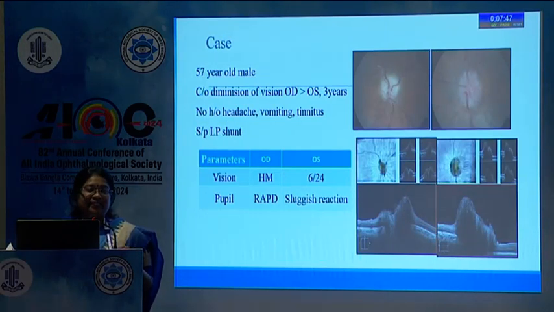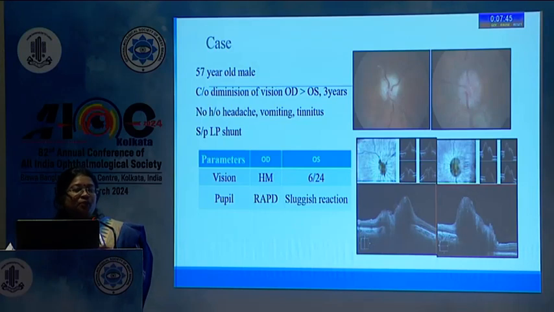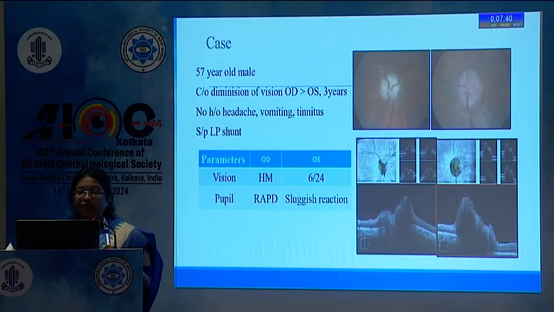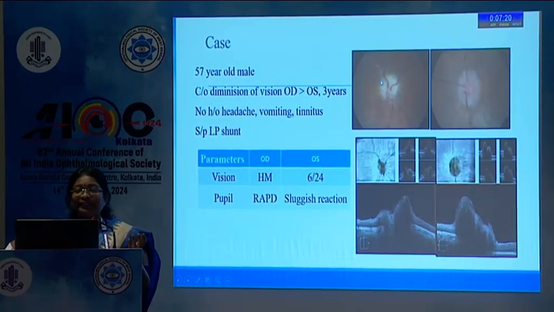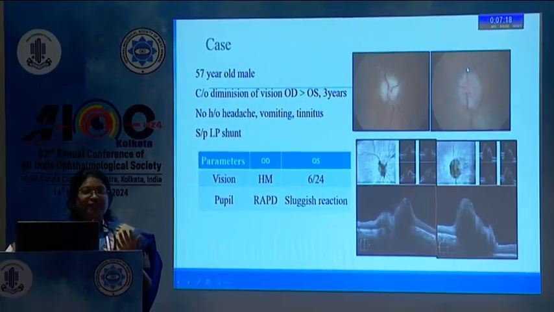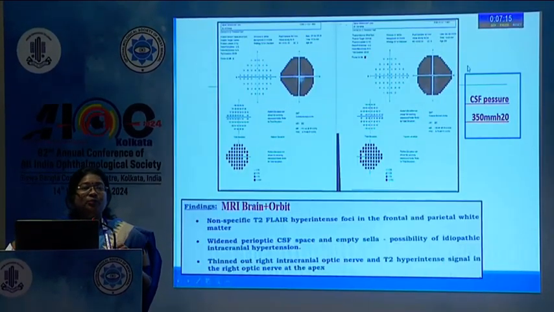So this is a 57-year-old male who came with a chronic history of drop in vision, gradually progressive over 3 years, and he had already had a shunt by his local neurologist. When we saw the patient, the right eye had hand movements vision and was grossly down, and the left eye had 6/24 vision. You could see there's a gross asymmetry of the disc edema. Here you have a pale disc which is trying to settle down the edema, and then another disc which has significant edema.